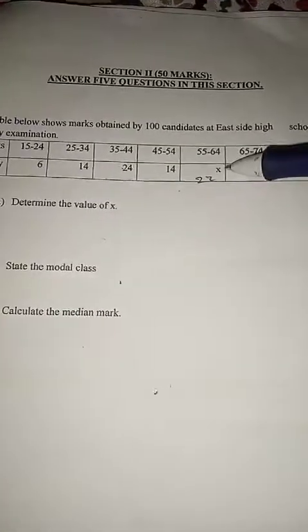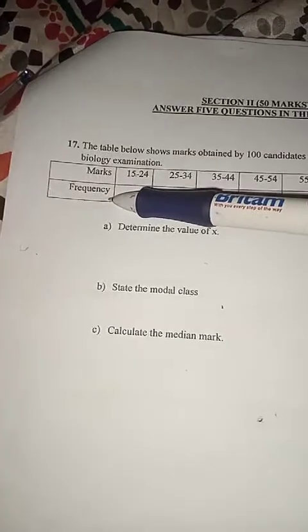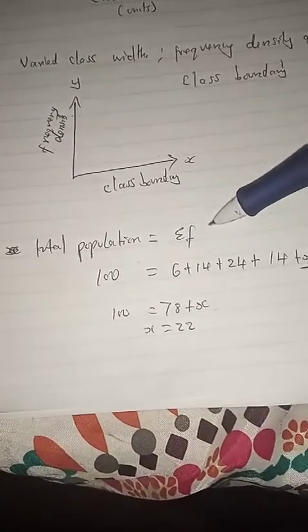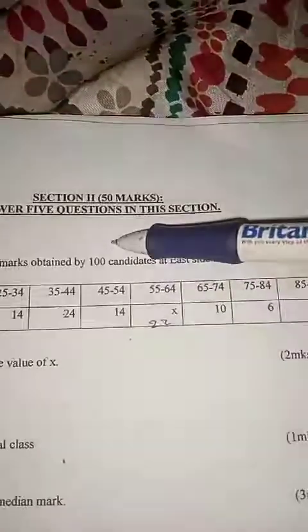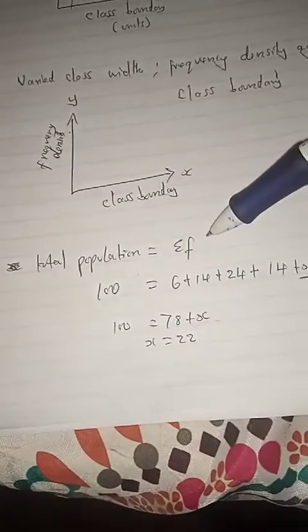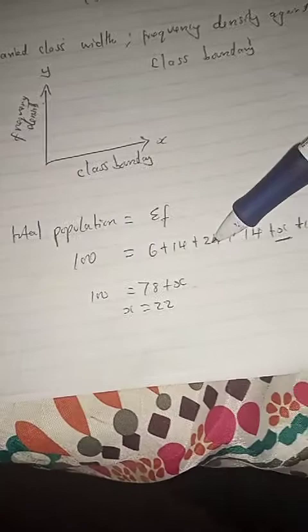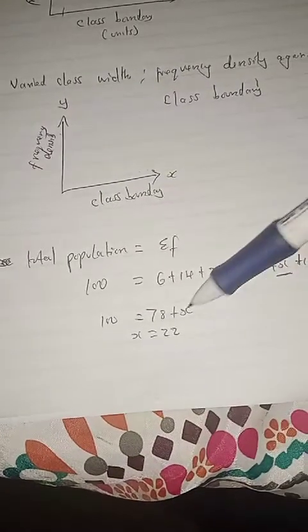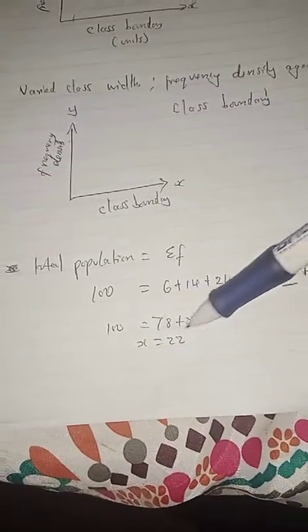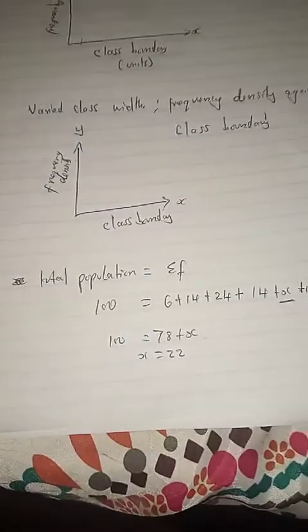From this question here, determine the value of x. Remember, x is a missing value here from the row of frequency. The total frequency is normally given as the total number of participants, and in this case we are using 100 candidates. So the total population, which is the summation of frequency, is the same as the total number of frequencies inclusive of the missing x. Therefore 100 equals 78 plus x, making x the subject to get 22.